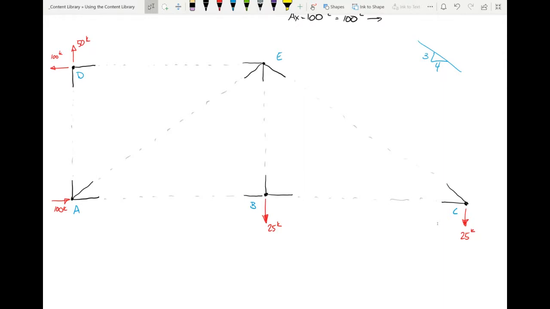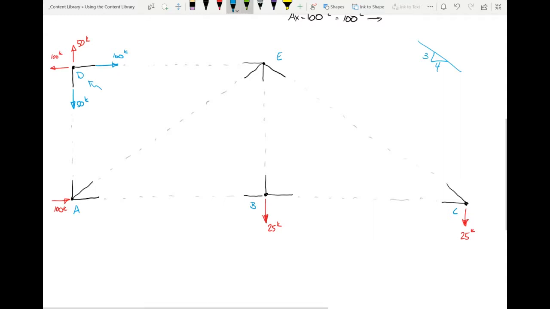All right. So look at joint D. So we're looking at this one right here. I got 50 up. That has to be 50 going down. I got 100 to the left. That has to be 100 to the right. There we go. That joint's done.